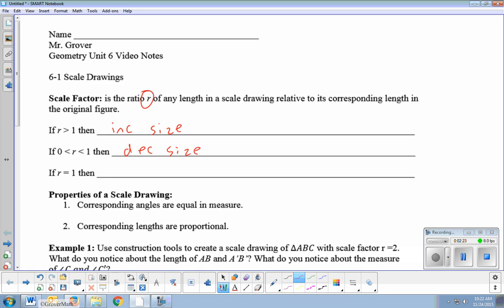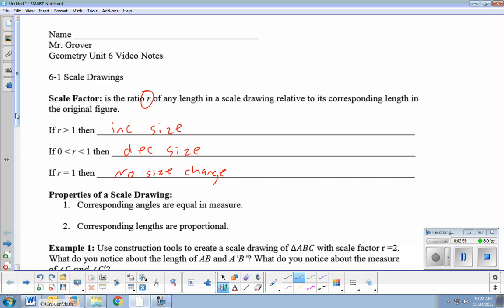We never have a negative ratio. That's why it's between 0 and 1. You're never going to do a scale drawing where R equals -2. That doesn't really make any sense. I can make the triangle bigger, like twice the size, or I can make it smaller, like half the size. It doesn't have to be 2. It could be a quarter of the size, a fifth of the size, but it's never going to be negative. If R equals 1, then there's no change in size, no size change. Maybe I'm drawing a second triangle, but it's the same size. But our scale drawings will be one of these two today.